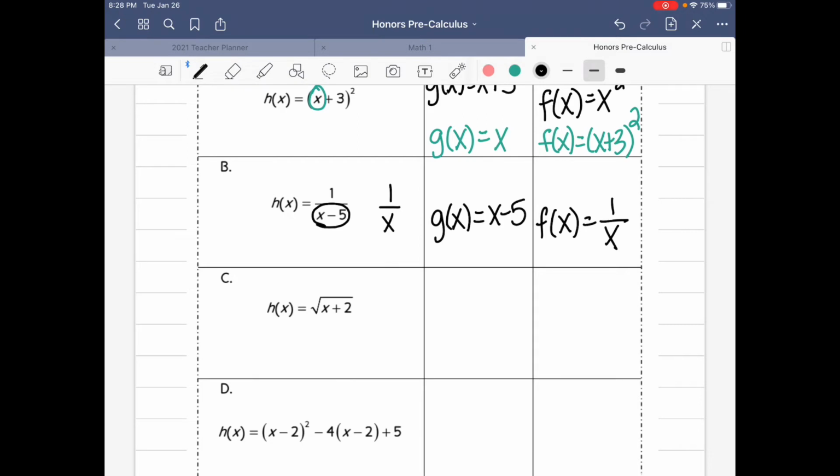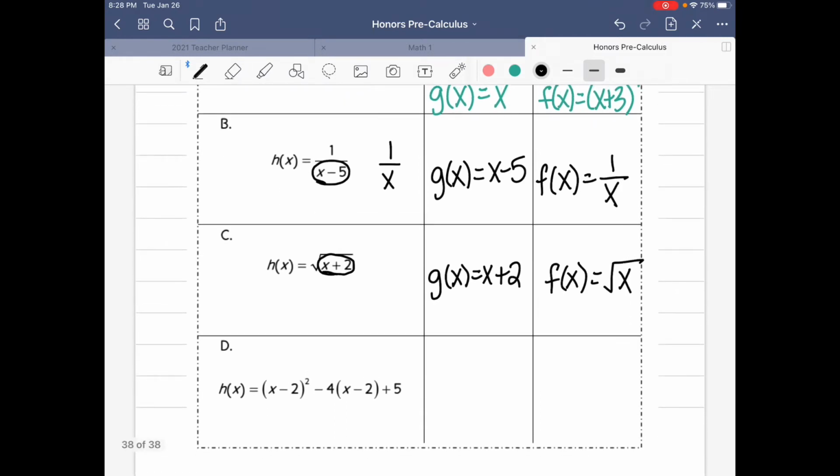All right, so for the c function, I have x plus 2, that would be my input. And if that's my input, that means my g of x is going to be x plus 2. And therefore the one that you were inputting in, the f of x, would have to be the square root of x. And then finally, when I look at this one, I have x minus 2 and x minus 2. Those are both input values. So that's going to be my g of x.